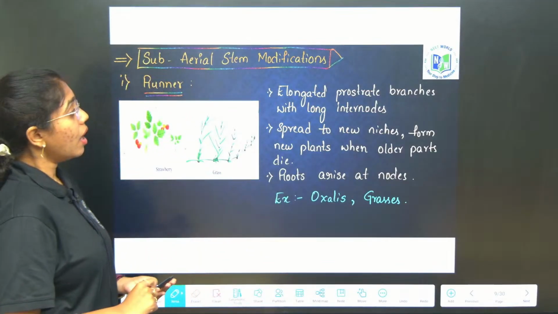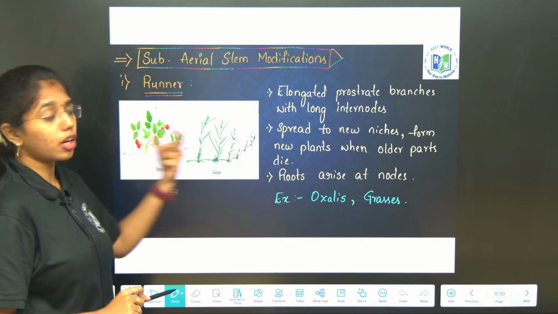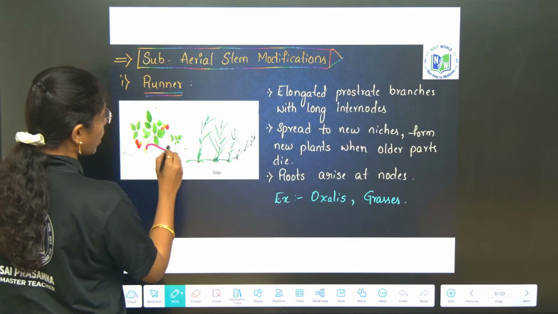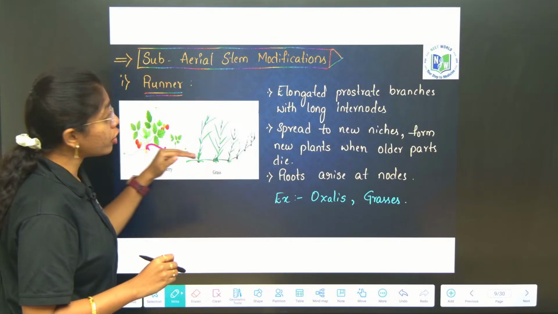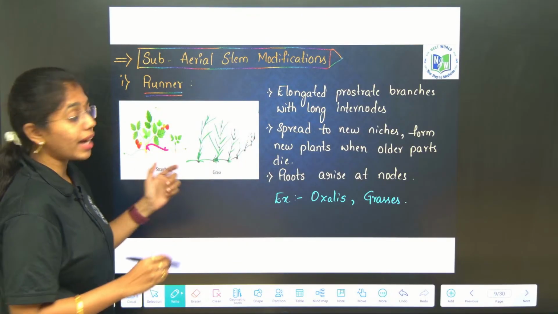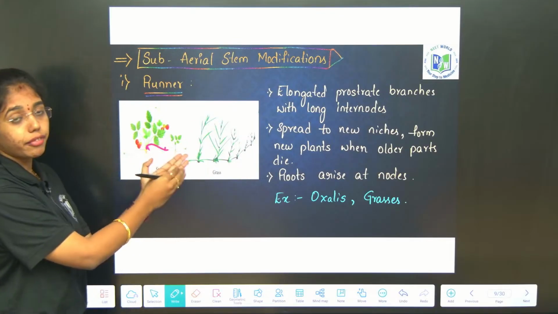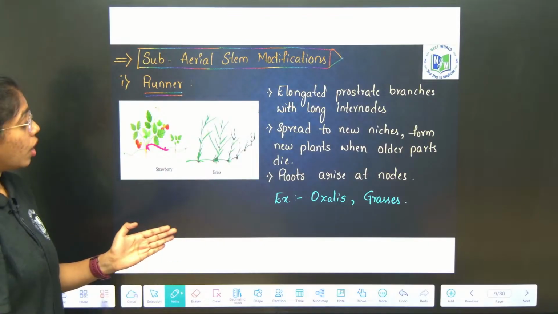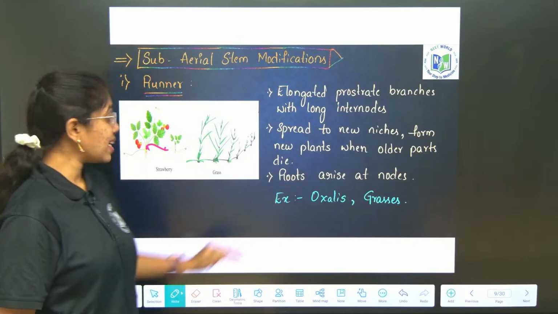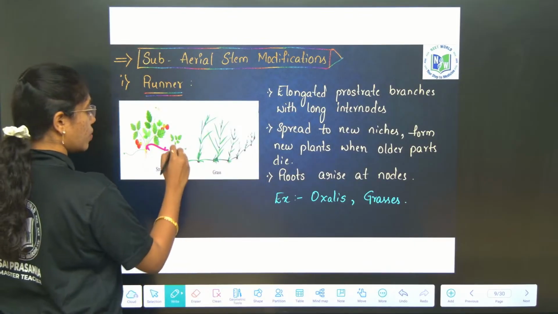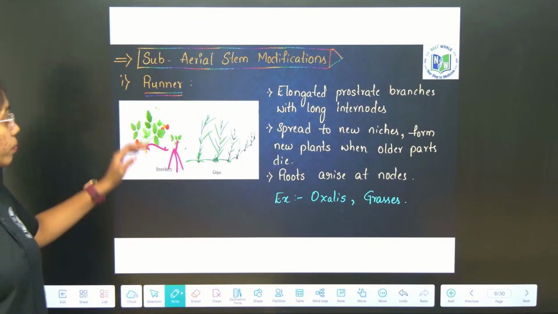First is runner, which has elongated prostrate branches with long internodes. When older plant parts die, they spread into new niches and form new plants. Roots will arise at the nodal regions and that gives rise to a new plant.